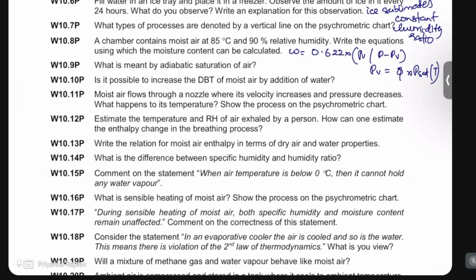Next, is it possible to increase the DBT of moist air by addition of water? So, increasing DBT by adding water. Adding water is like evaporative cooling, and evaporative cooling usually lowers DBT. But if water is added at a high temperature, then DBT can increase. Adding steam can increase both moisture and temperature. So DBT will be higher.